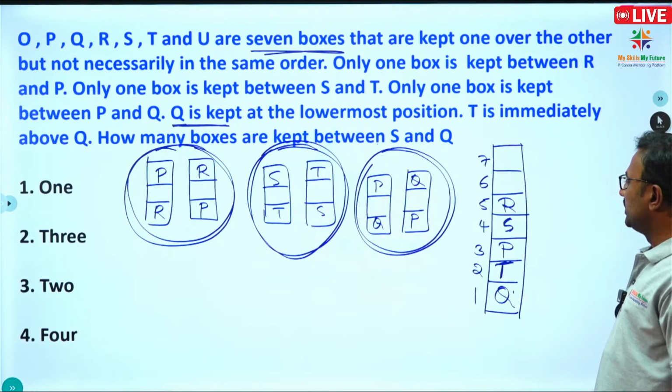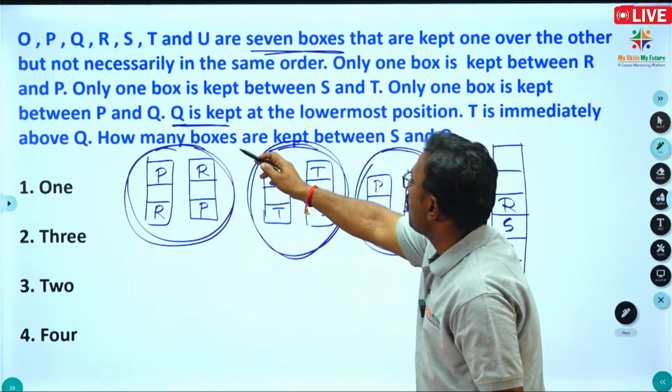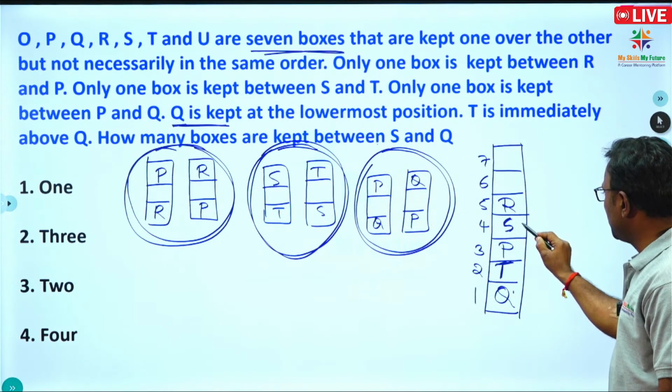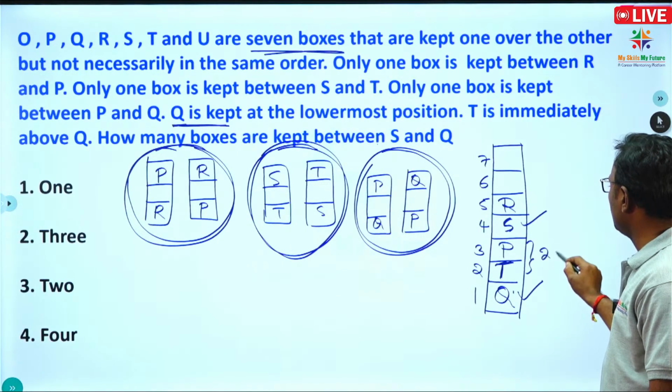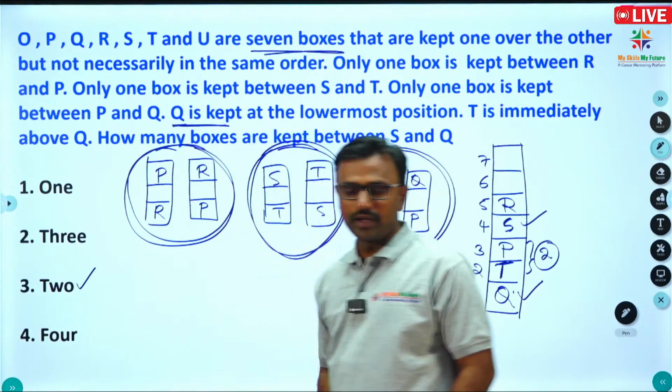So what is our question? How many boxes are kept between S and Q? So here S is there, here Q is there. So how many boxes are there? 2 boxes are there, P and T. Option 3 is correct. Okay.